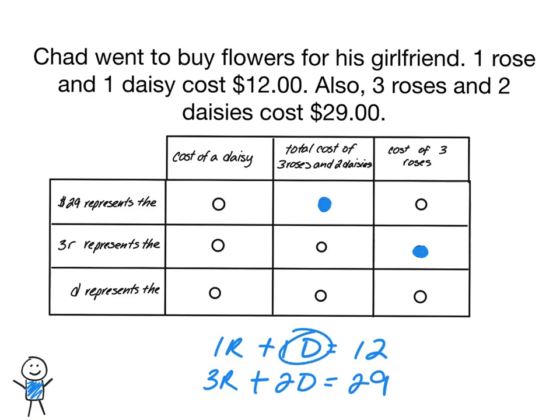The cost of each daisy, as a matter of fact, the coefficient is how many there were. In this case, there was 1 daisy. In the second equation, there were 2 daisies. But the D represents the cost of the daisy.